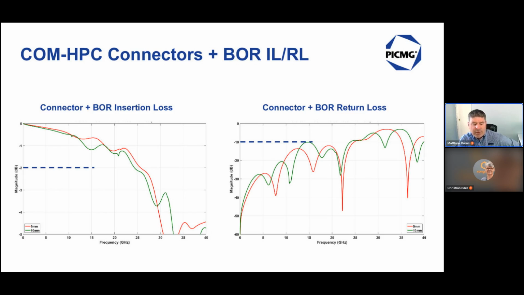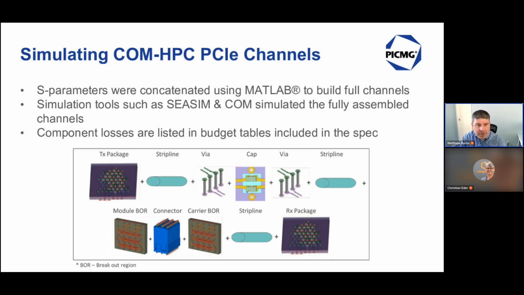Similarly, when looking at return loss, if you look at the PCI SIG specification for both PCI 5 and PCI 6, they define a return loss for a PCI Express connector and a breakout region. We're analogously doing that for COM-HPC, roughly 10 dB at our frequency of interest. So again, looking at 16 gigahertz, we have a return loss of beyond 10 dB, both for the 5 millimeter and the 10 millimeter solution. So that's for the connector between the carrier card and the module. But what about the system?